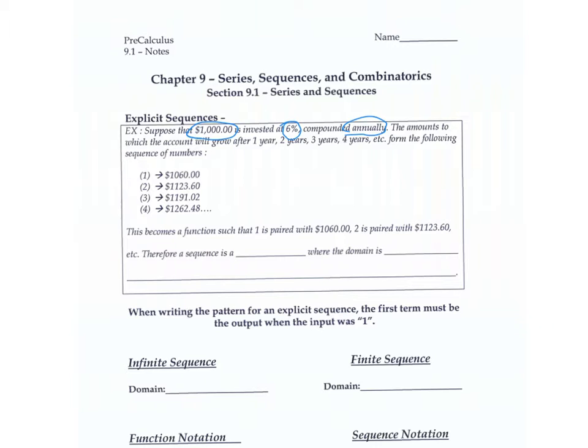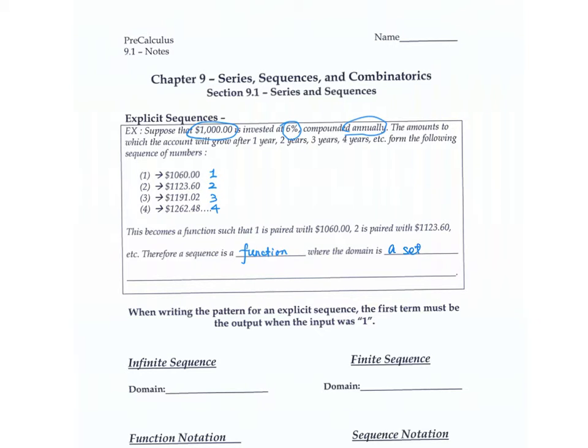And here are 4 numbers representing each year. This becomes a function such that 1 is paired with $1,060, 2 is paired with $1,123, and so forth. So we need to write a function to represent this, and therefore, a sequence is a function. Remember, a function is when you have however many inputs, you only have one distinct output, where the domain is a set of consecutive integers.